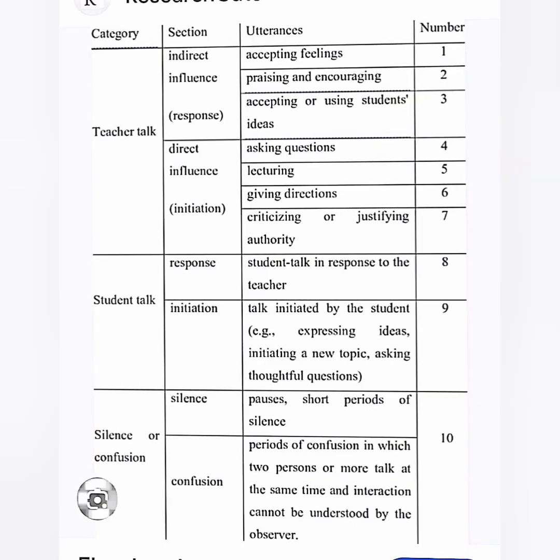Example: suppose in a 30-minute observation, teacher talk is 65% and student talk is 25%, then silence or confusion is 10%. If most of the teacher talk falls in categories 1 to 4, accepting feeling, encouraging, asking questions, it indicates a democratic and interactive style. If most teacher talk falls in categories 5 to 7, lecturing, directing and criticizing, it shows a dominating or authoritarian style.